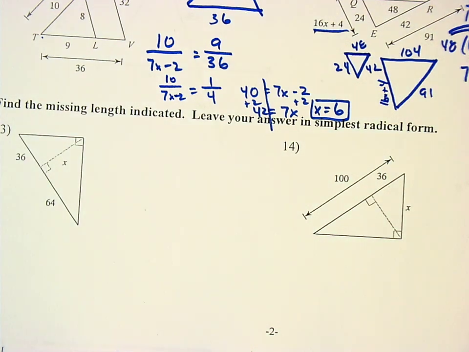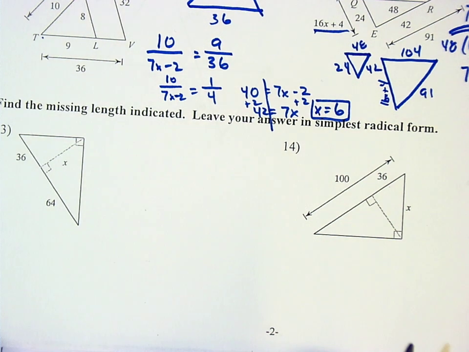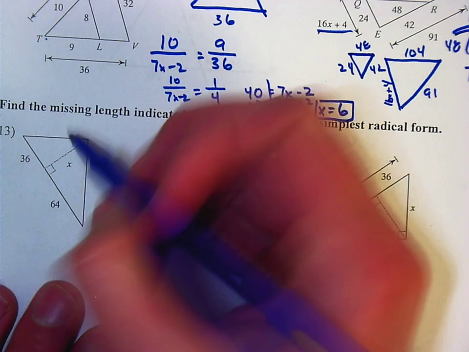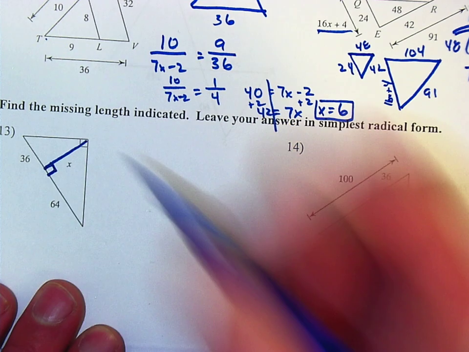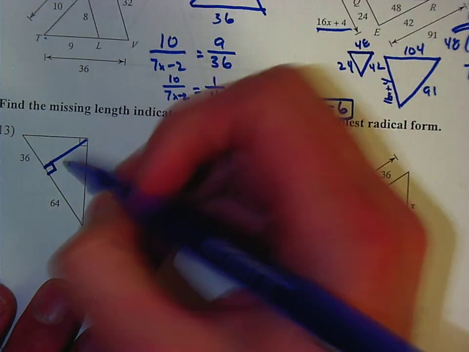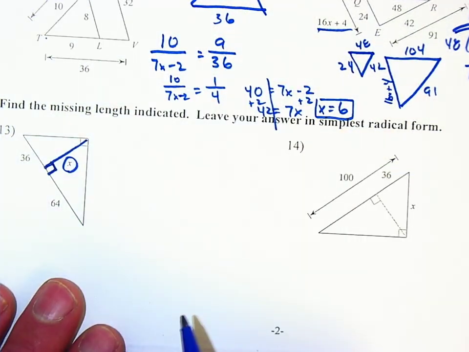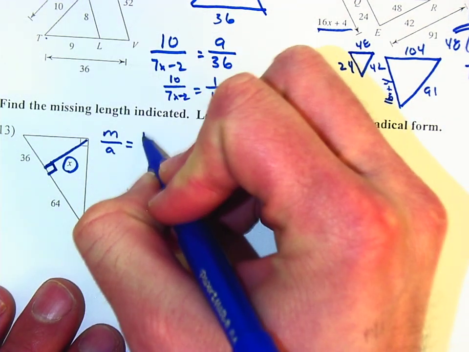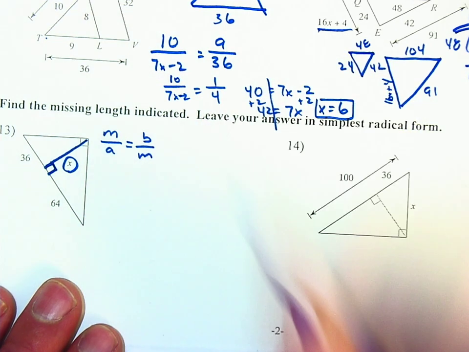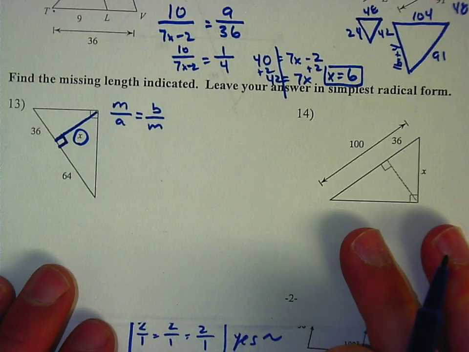All right, so here we are with problem 13 and 14. Notice we see right away that we have this altitude here. They want us to find that missing length, and that missing length is x for number 13. So as soon as we see that altitude, we're thinking about our geometric mean formula, which we've seen as m over a equals b over m.